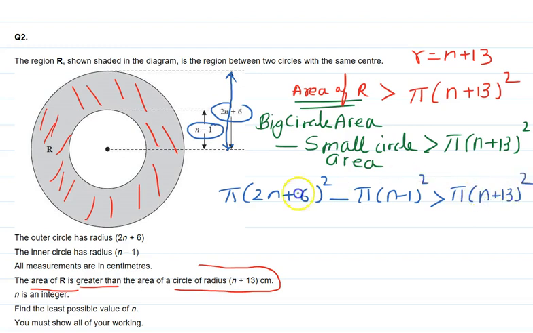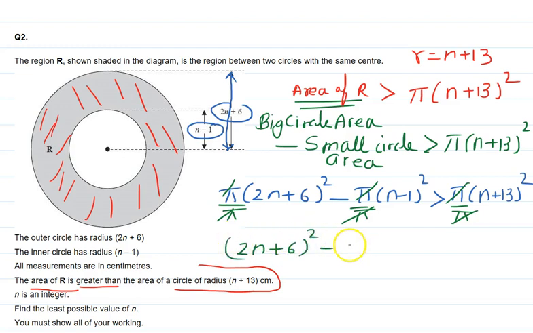We divide the whole equation by pi, so pi is cancelled out. So we have got a nice equation: (2n plus 6) squared minus (n minus 1) squared is greater than (n plus 13) squared. Now we need to expand this (2n plus 6) squared.